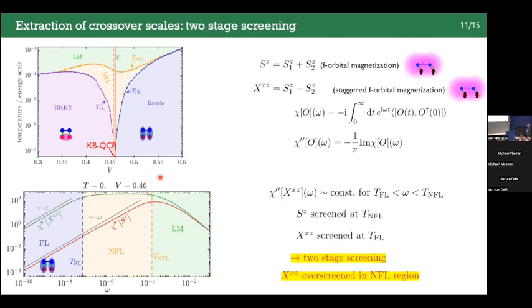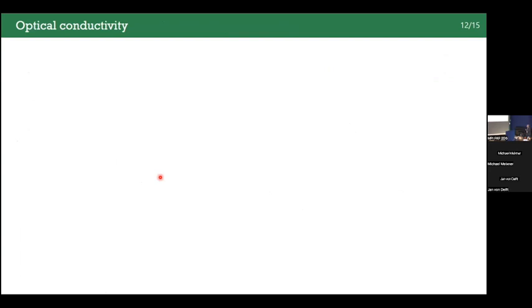All right, and so the conclusion here is these two susceptibilities get screened at different energy scales. So you have a two-stage screening happening. And this plateau here is characteristic of this over-screening in the non-Fermi liquid region. It's reminiscent of what happens in two-impurity Kondo models or two-channel Kondo models, for those that know those models.